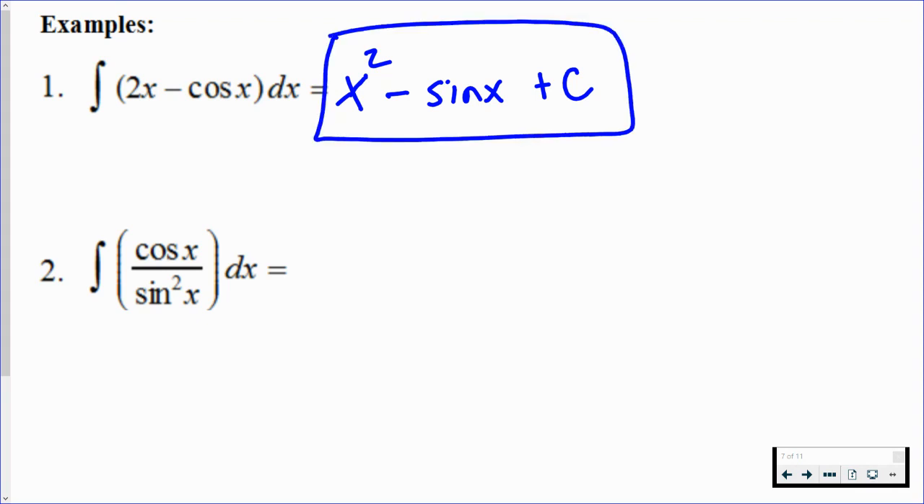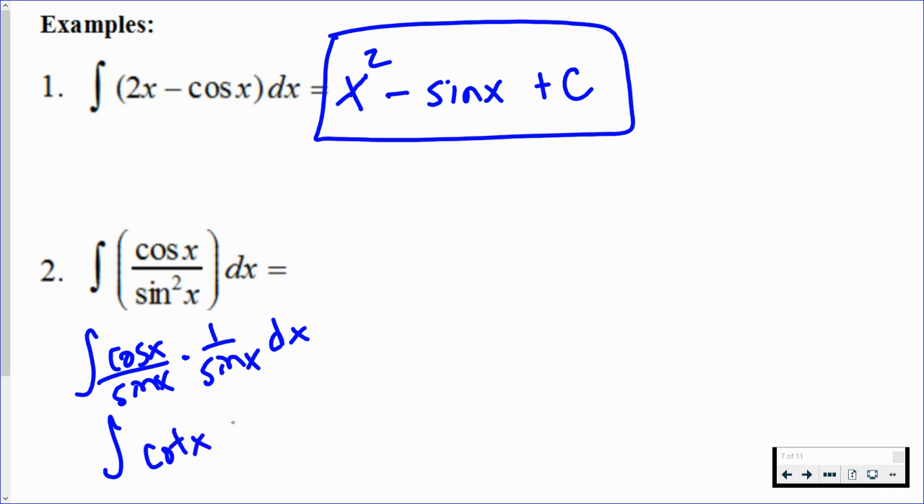All right, next one. We could actually do this one with substitution, but we could also simplify it down to begin with. Let's say we simplify this to be cosine over sine times 1 over sine. That's equivalent. Then cosine over sine is cotangent, and 1 over sine is cosecant. And we know that the integral of cotangent cosecant is negative cosecant.